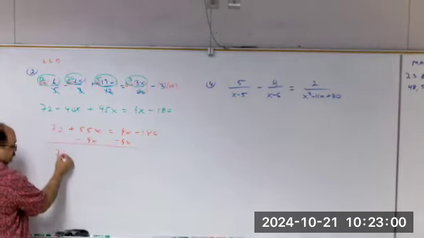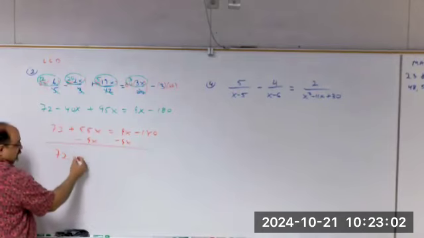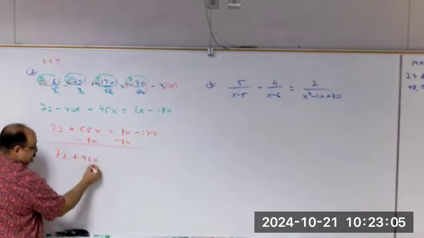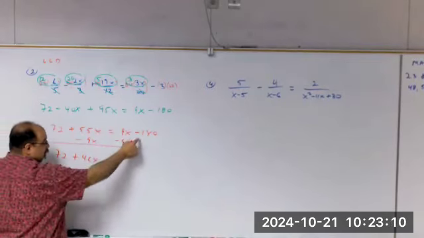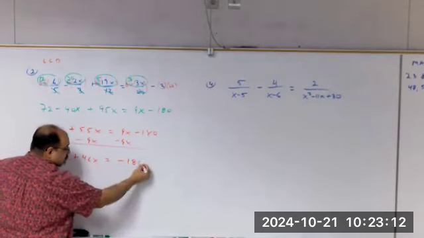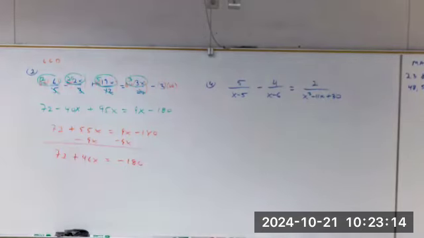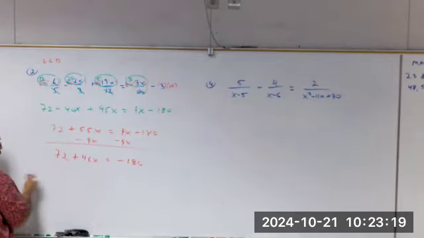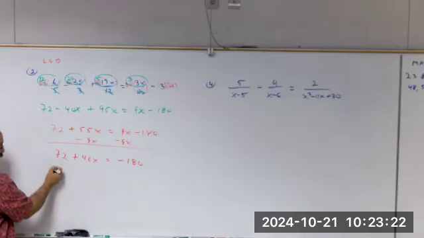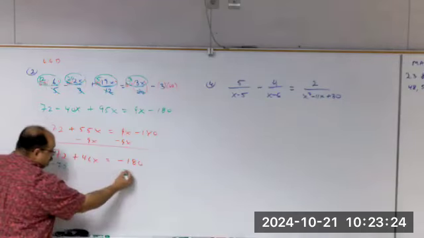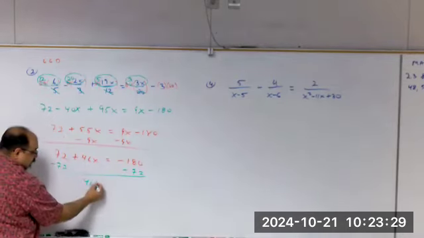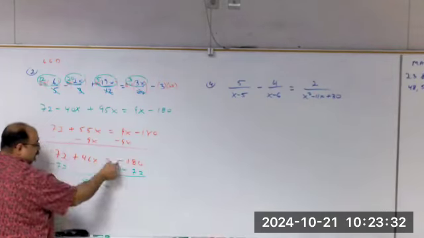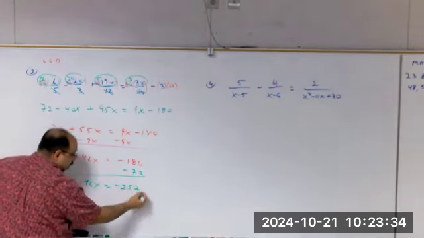And have 72. 55 minus 9 is positive 46x equals 9x minus 9x cancels out, and we still have a negative 180. And since we brought it to the left, we had to take the 72 to the right. Since it's a positive 72, we subtract 72. So we have a positive 46x equal to a negative 252.